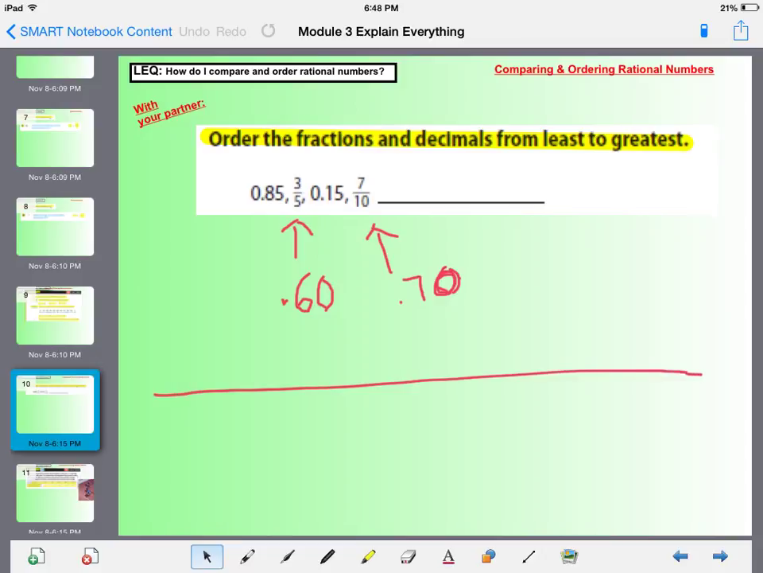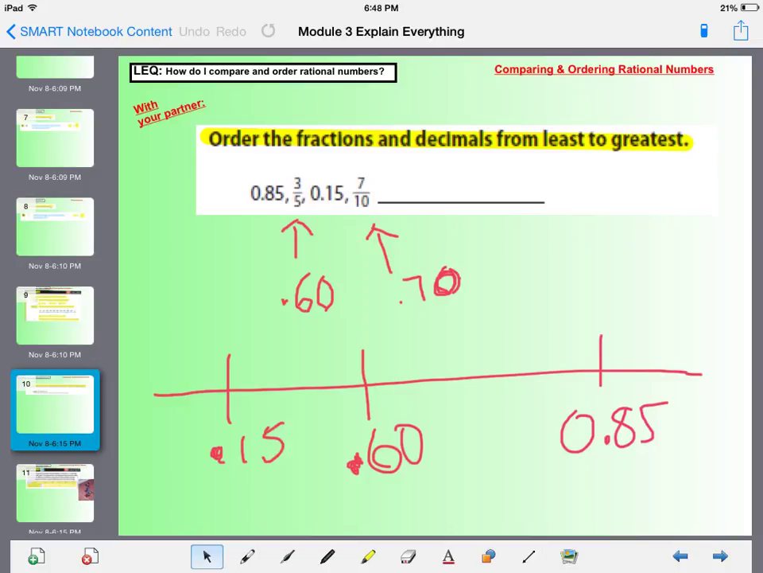We're going to plot these. We don't have any negative numbers, so we're just going to pretend everything is positive here. I'm going to say that 85 hundredths is going to be somewhere all the way over here because it's really close to a full dollar. And then 3/5, which we identified as 60 hundredths, isn't quite over by the 85 hundredths. It's over here somewhere, 60 hundredths. And then we have 15 hundredths, and we know it's somewhere over here on the left because it's less than.